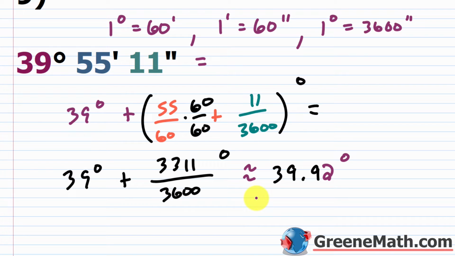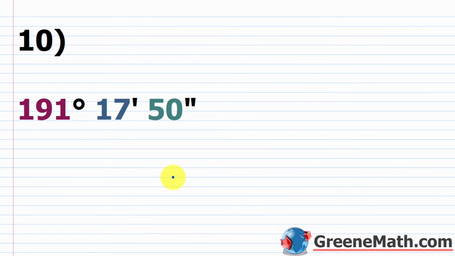A lot of teachers let you put equal. They don't care. But I'm just going to be consistent with what you'd see in a book. So this is approximately 39.92 degrees. All right, let's take a look at problem 10.